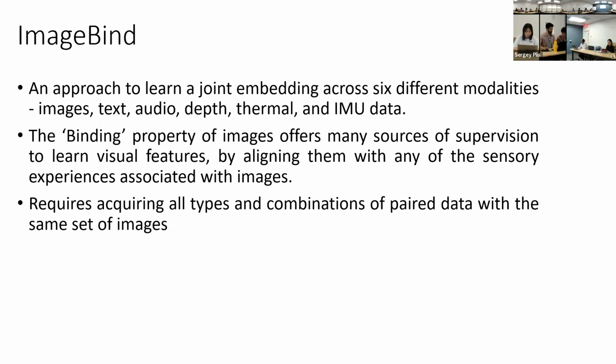The binding property of images offers many sources of supervision to learn visual features by aligning them with any of the sensory experiences associated with the images. But it requires acquiring all types of combinations of paired data with the same set of images, which is infeasible in practice.